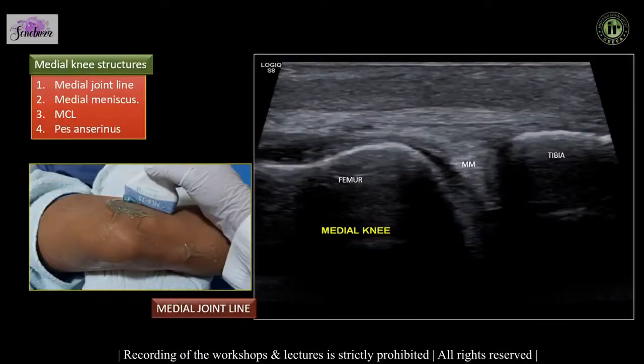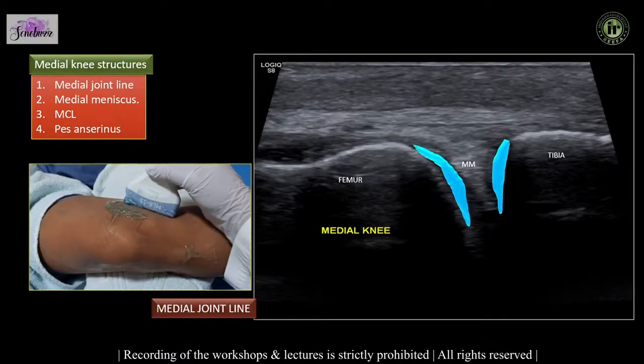Putting the probe in long axis over the joint anteromedially, we can see the medial joint line, and the two articular surfaces of the tibia and femur, which are covered by the articular cartilage, and the medial meniscus superficial part as a small triangular area there. But remember, the visualization of this structure in ultrasound is always inadequate and partial.